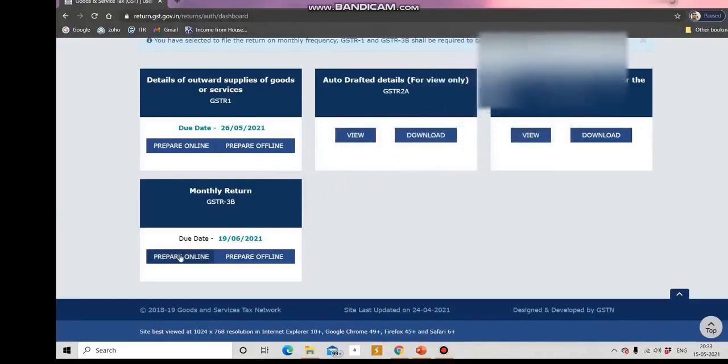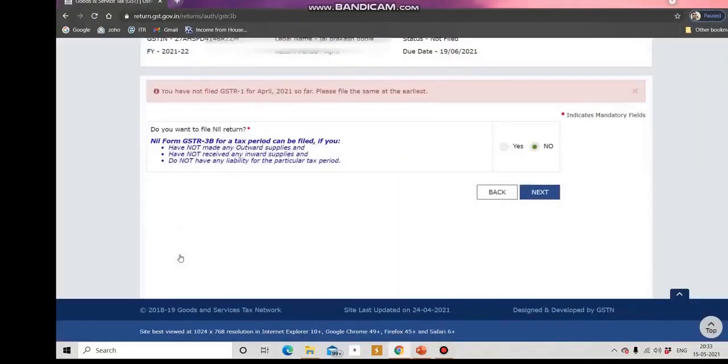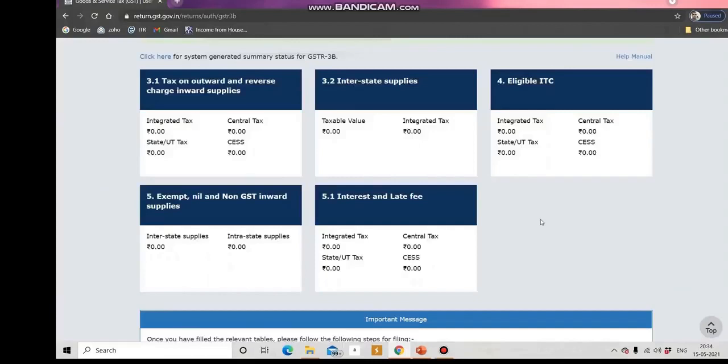We'll go on prepare online. We're asked, do you want to file nil return? So there are 5 tabs to the 3B return. First one is tax on outward and reverse charge inward supplies. What do you mean by outward supplies? Outward supplies are the normal supplies made by the dealer. So it includes supply of goods as well as supply of services on which GST is charged.